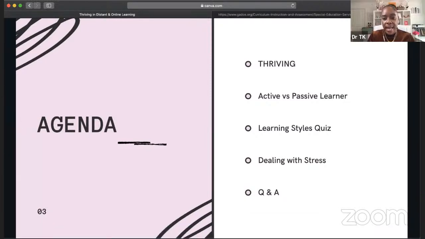So the agenda today is I'm going to talk about what thriving means in the educational system. And we're also going to talk about what active and passive learning means. And you'll be able to look at whether you are an active learner or a passive learner, because that might have dictated the grades you used to get last semester, or maybe before the era or season that we're in right now. We're also going to do a learning styles quiz.